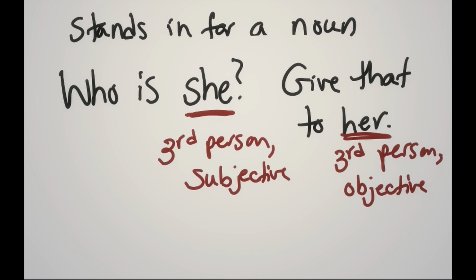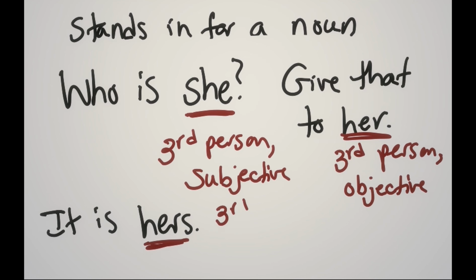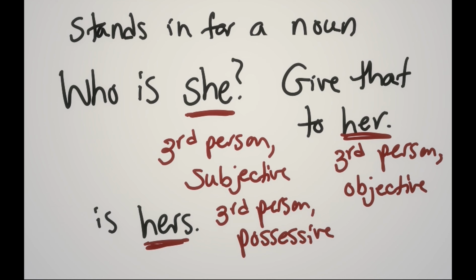Now, why should I give that to her? Right? It is hers. Duh. Okay, well, now this is changed. It is still third person, but it is now possessive, because we are indicating that something belongs to her. Give that to her. Why? It is hers. So we have a little subtle change here. Give that to her, it is hers. All right, this is the difference between something being done to her and something belongs to her.